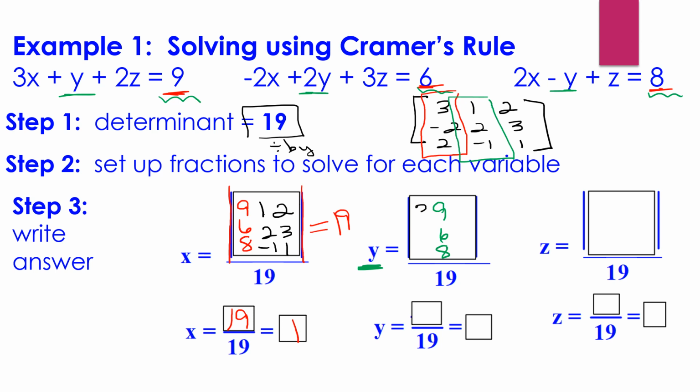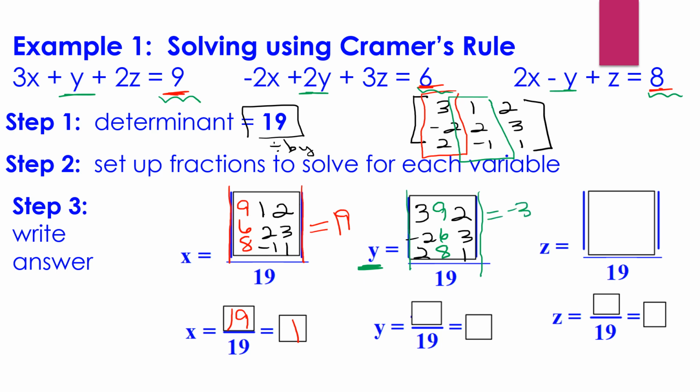And then I'm going to fill in the remaining elements. So first row is going to be 3, 9, 2. The 3 and the 2 for x and z are the same. Second row is -2, 6, 3. And the third row is 2, 8, 1. Again, we're going to find the determinant of the y matrix. Take a moment, press pause if you need to.